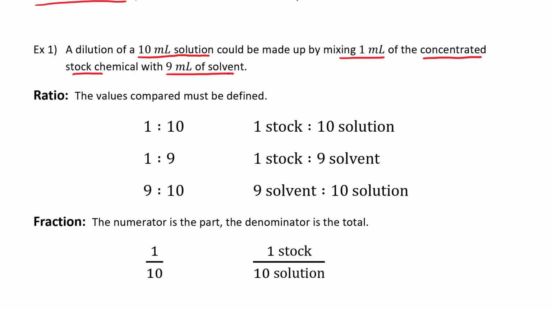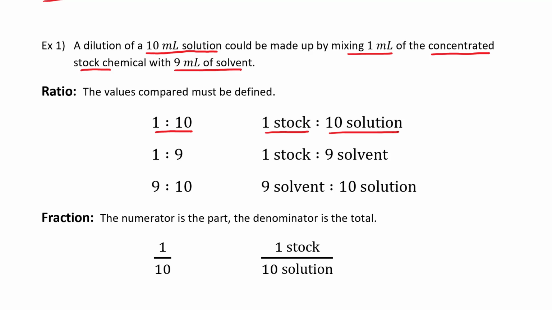Now please note, there's a difference between ratios and fractions. I can represent this dilution as 3 different ratios. 1 to 10, representing 1 part stock to 10 parts total solution. I can also represent the same dilution as 1 to 9, 1 part stock to 9 parts solvent, or 9 to 10, 9 part solvent to 10 part solution.